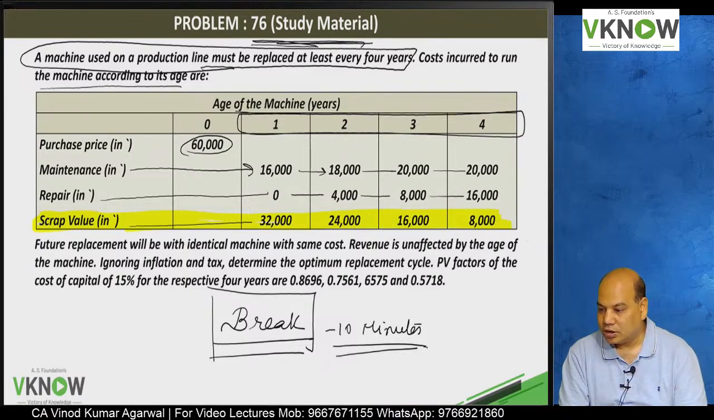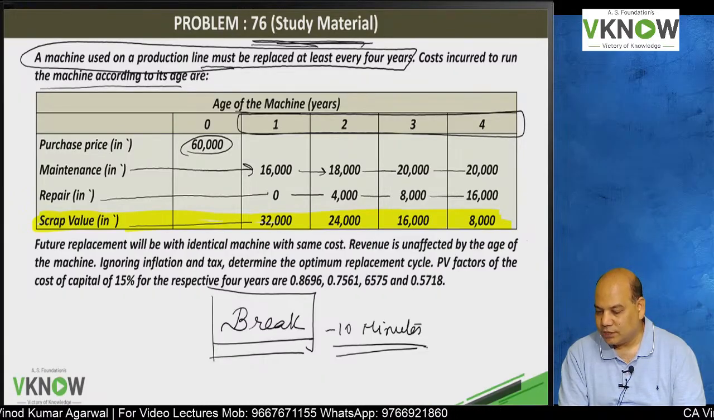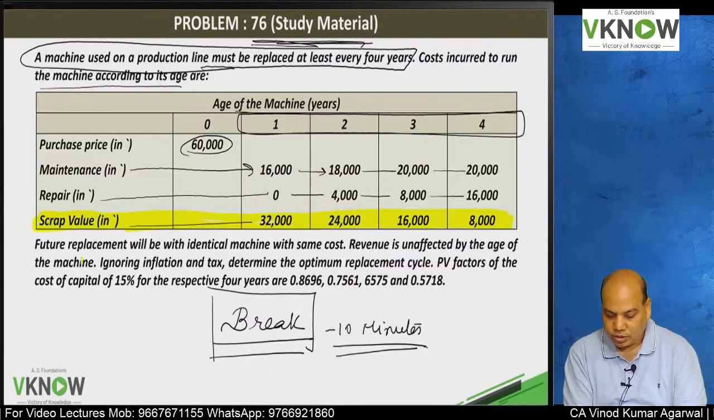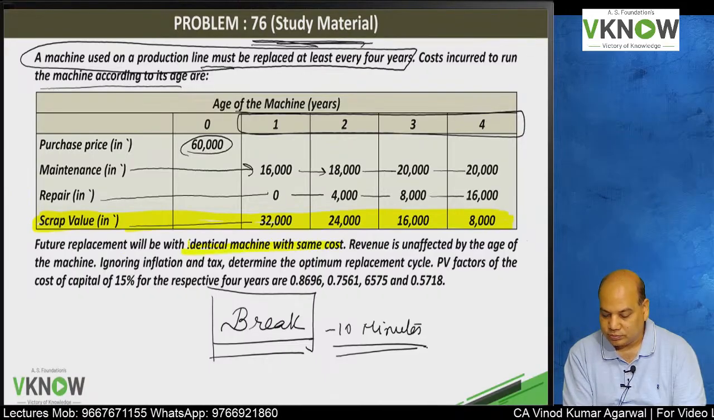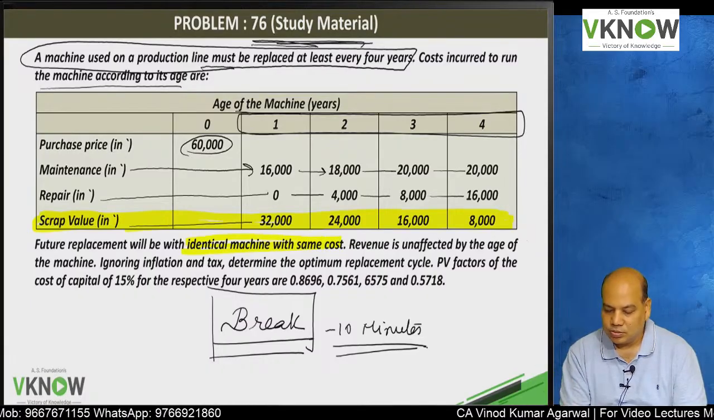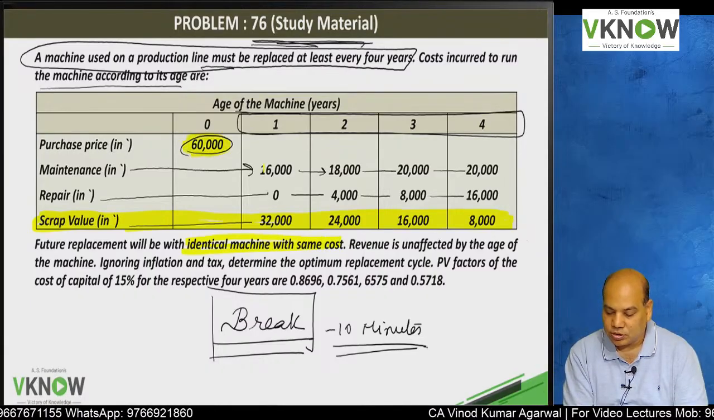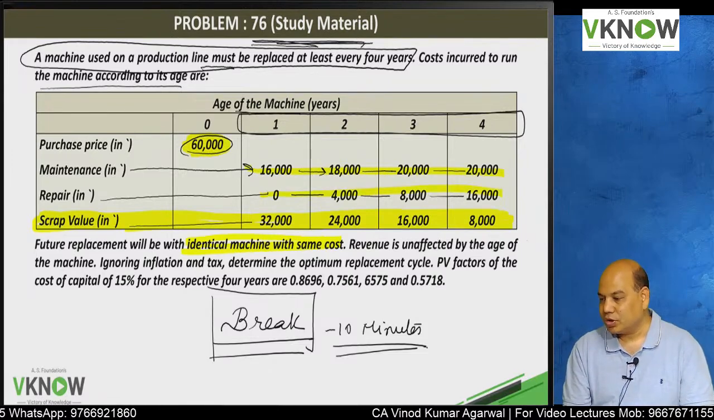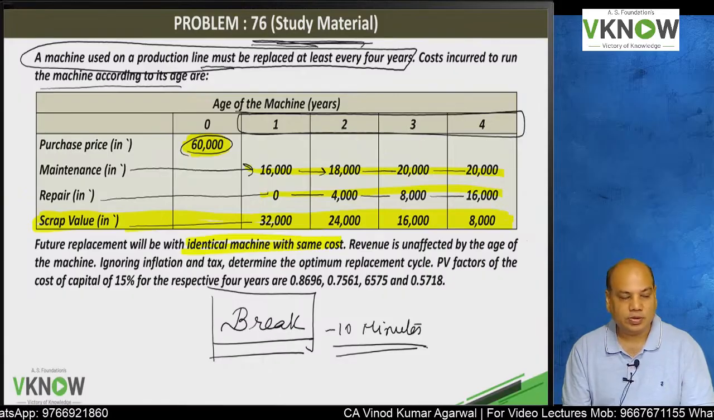First year if you sell it 32,000, second year if you sell it 24,000, third year 16,000, fourth year 8,000 only. So scrap value is decreasing. Future replacement will be with an identical machine with the same cost. That means you can replace it with the same machine, same cost structure, same purchase cost, same maintenance, same repair, etc.